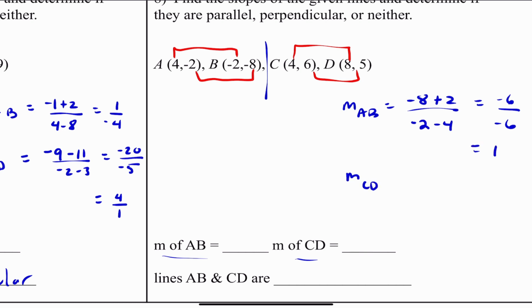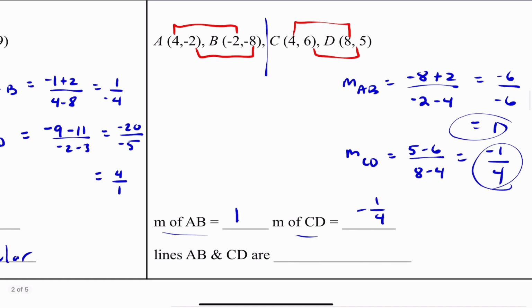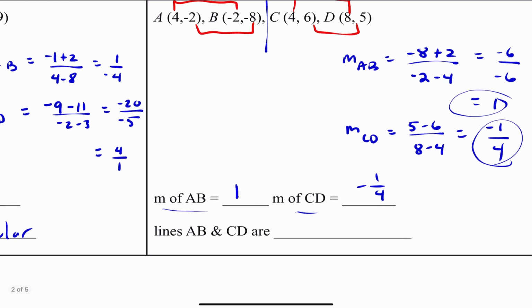Slope of CD is 5 minus 6 over 8 minus 4. That's negative 1 over 4. Okay, so that's the slope of AB, that's 1. And the slope of CD is negative 1 over 4. Just looking at this, they're not parallel, and they're not perpendicular, so this is neither.